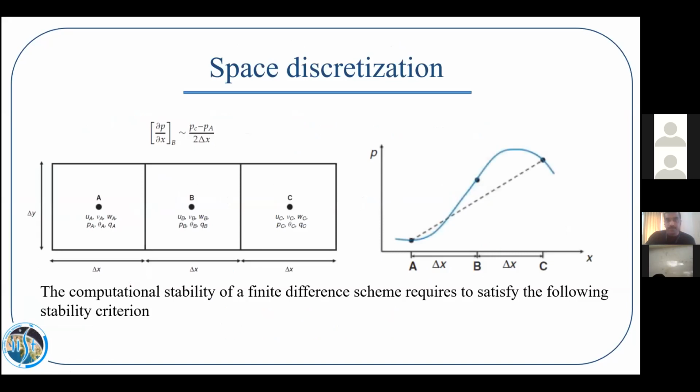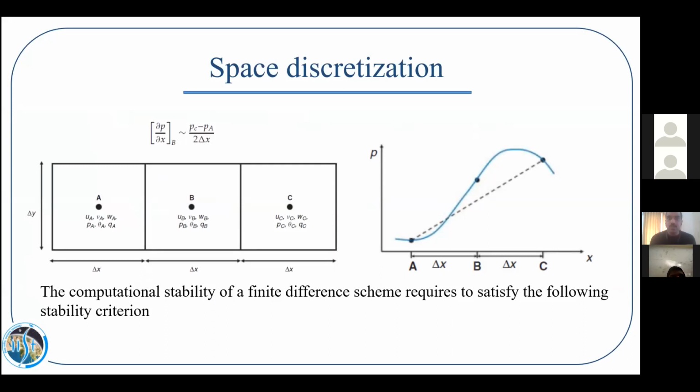Let's give an idea about space discretization, for example. Let's say there are three grid points, A, B, and C. A, B, and C carry meteorological variables. U, V, and W represent the wind vectors in three different directions: east-west, north-south, and vertical. They also have pressure, temperature, and specific humidity, and the values differ for different grid points. So this is an example.